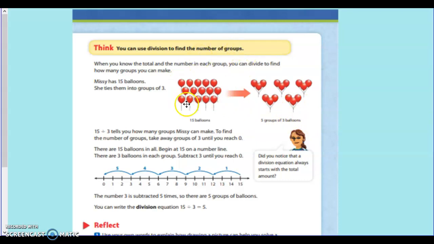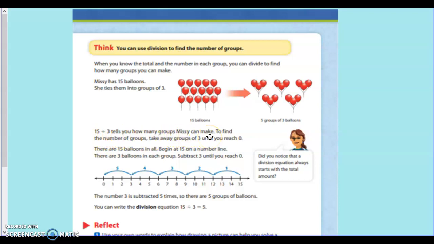So she took 15 and she just started tying them together. 1, 2, 3, and she tied them. And then 1, 2, 3, she tied them together, and so on. And she ended up with 5 groups. So here, 15 divided by 3 tells me how many groups I can have.